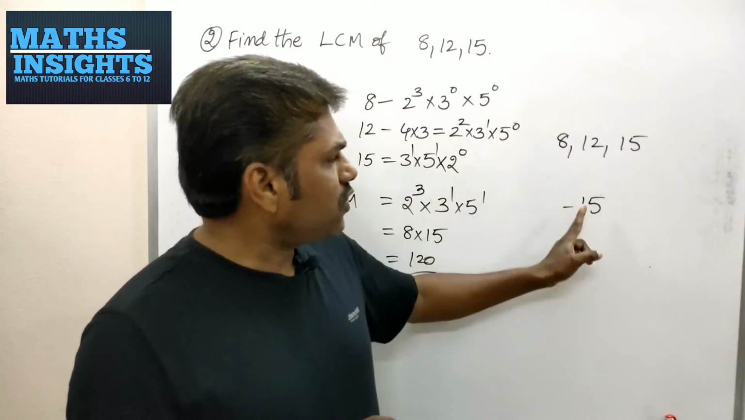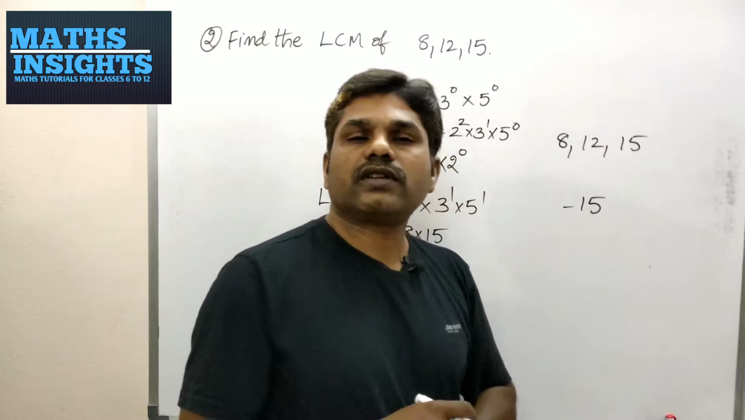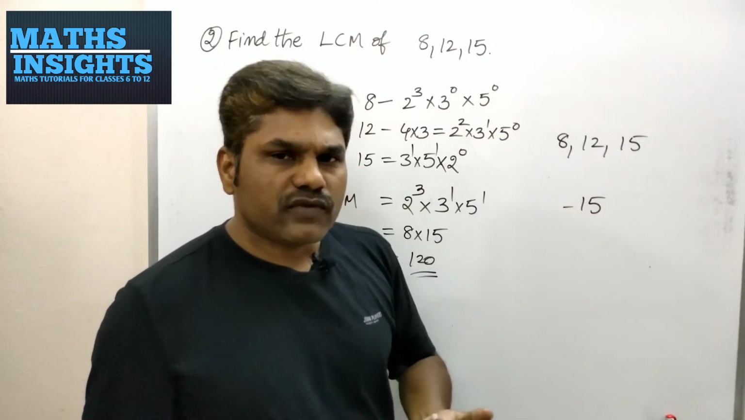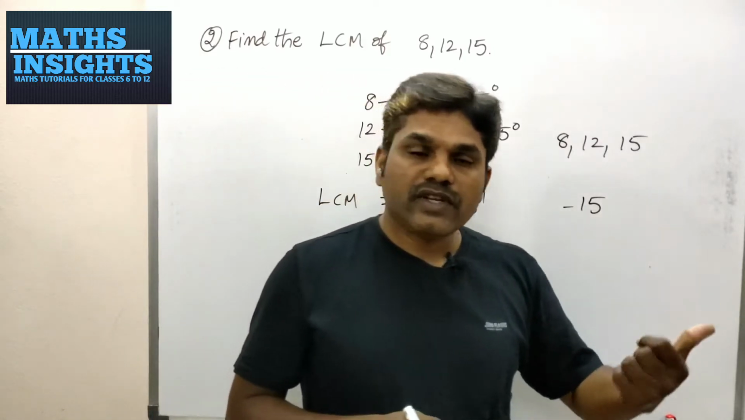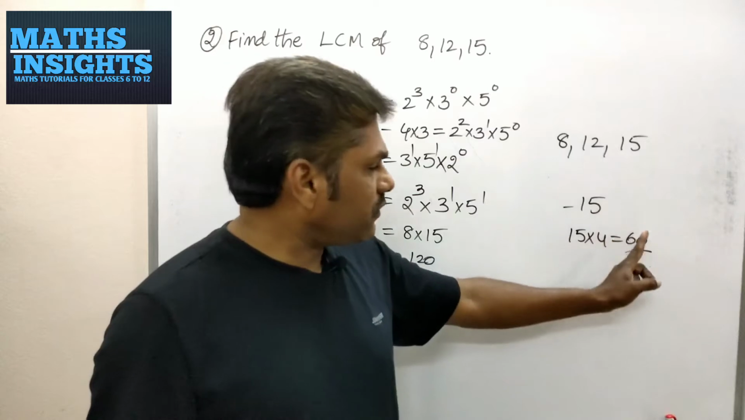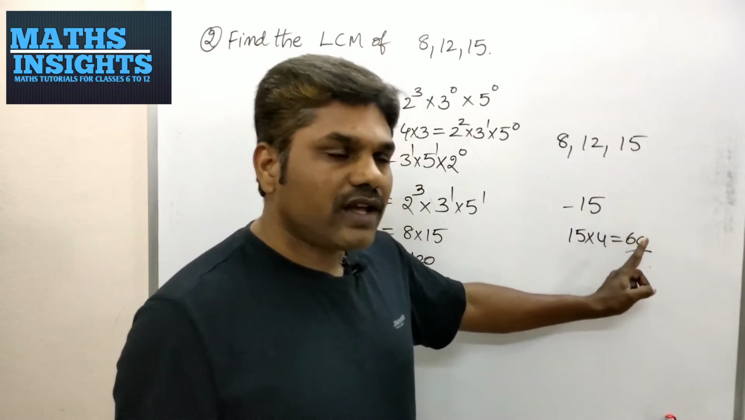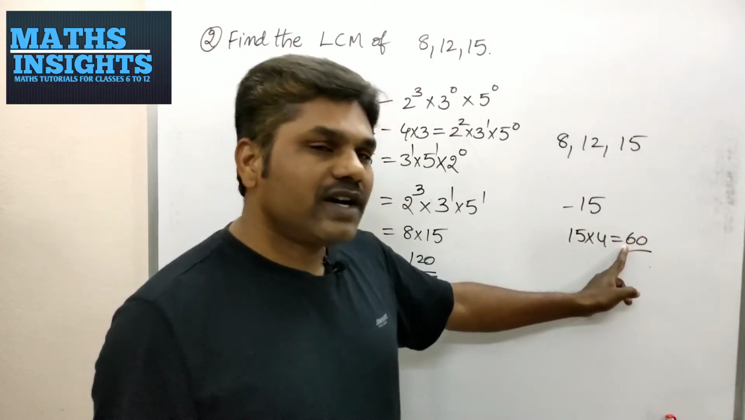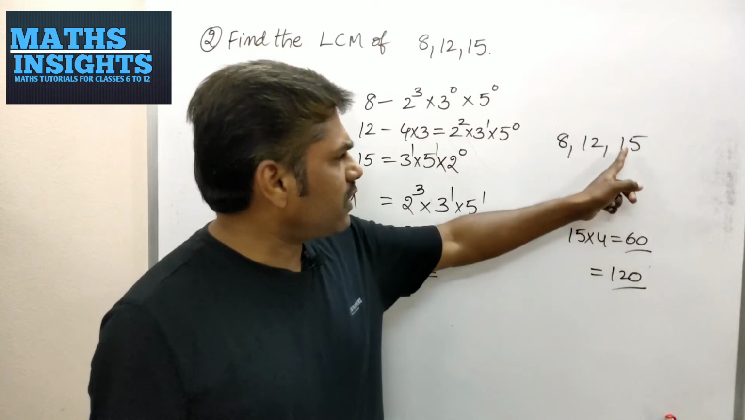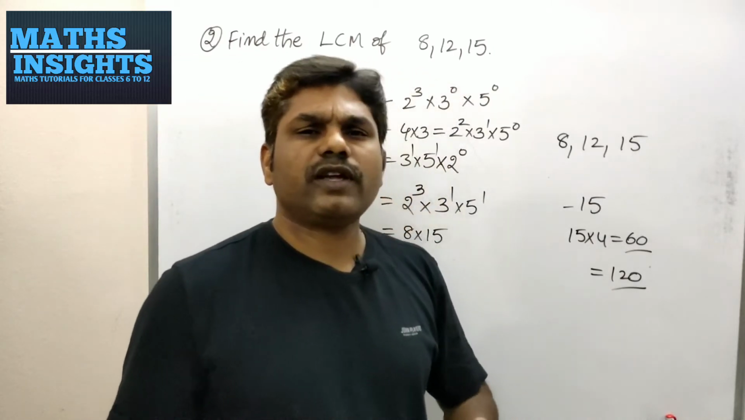It is very clear, 8 will not divide exactly and 12 also. So to find the number which is exactly divisible by these numbers, you have to find the multiples of 15 only. 15 ones are 15, 15 twos are 30, 15 threes are 45, 15 fours are 60. If you observe, 60 is divisible by 15 and also 12 but not 8. So 60 is not the LCM, and it will be a multiple of 60 only. 60 twos are 120. So 120 is divisible by all the numbers 15, 12 and 8. So this method will become very easy when you solve different types of problems.